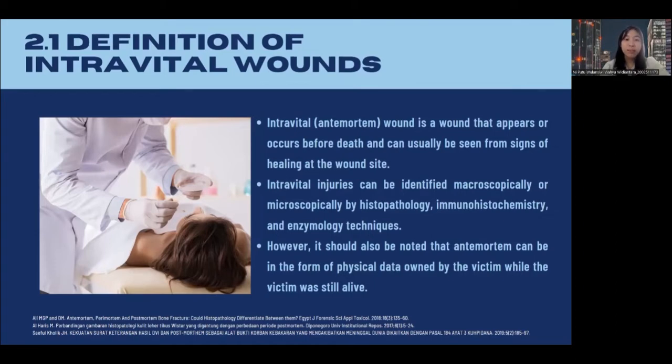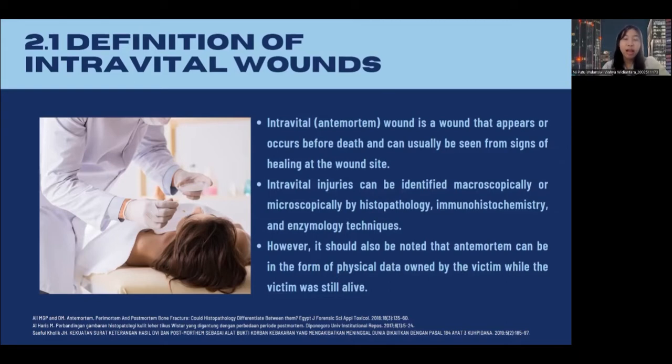Antemortem wounds are something that contribute greatly for forensic pathologists. Why? Because intravital wounds can be easily identified throughout the healing of the wound site. Intravital injuries can be identified macroscopically or microscopically by histopathology, immunohistochemistry, and enzymology technique.